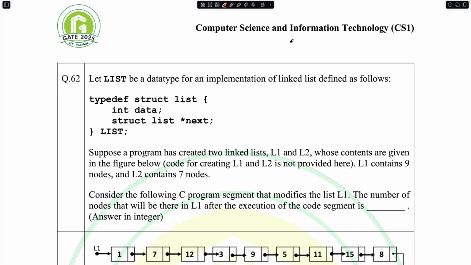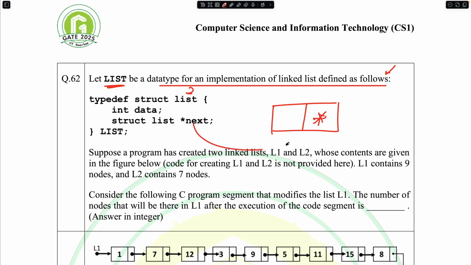Okay, so let's solve this question. The question states that a list, basically this data type that has been defined, is used to implement a linked list, right? And this linked list is going to be given as follows. What is the structure of a particular node of the linked list? A node would have a pointer, this is the pointer, and it would have data, and this is the data. And data is of type integer.